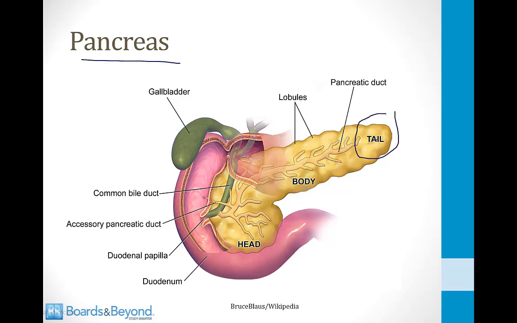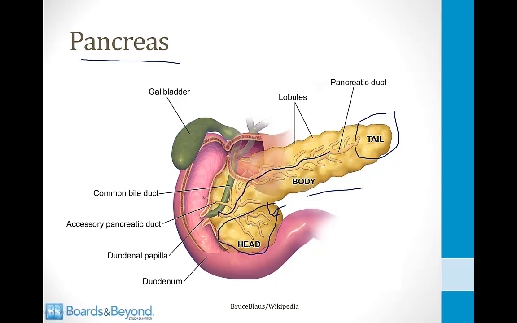This portion is called the tail, this is the body, and this portion here is called the head. Sometimes the head is talked about as having a process here that sticks out of the bottom, and this is called the uncinate process of the pancreas. Pancreatic secretions flow through the pancreatic duct and out into the duodenum, as we have discussed.